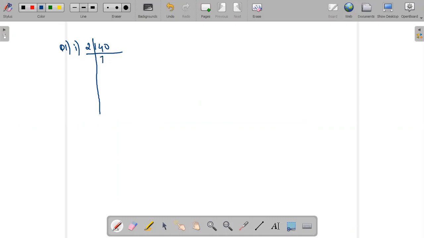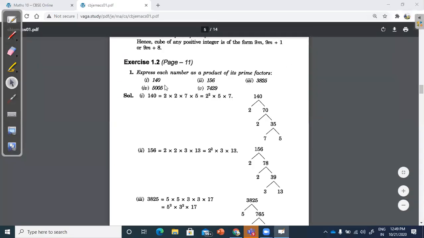So 2 goes 70 times. Again, repeat with 2, 2 goes 35 times. Then with 5, 5 goes 7 times, 7 goes once. So what am I going to do? 140 is the product of 2 into 2, 5 into 7. So this is going to be 2 square into 5 into 7. So this is how we find out the factors. This is a pretty easy question. You will be able to do all these parts. 140 we are writing as 2 square into 5 into 7.